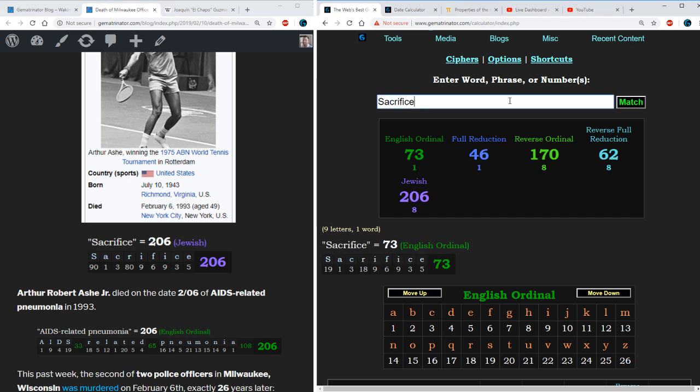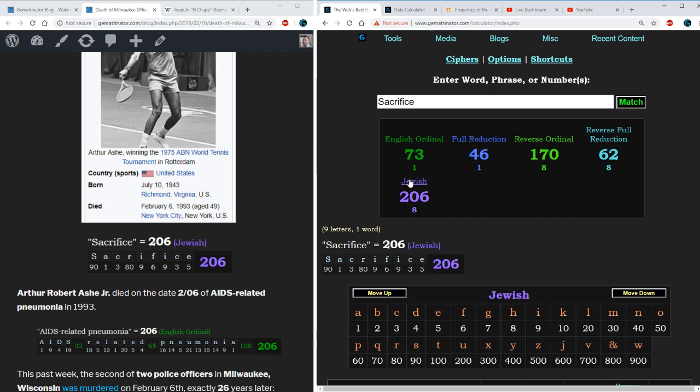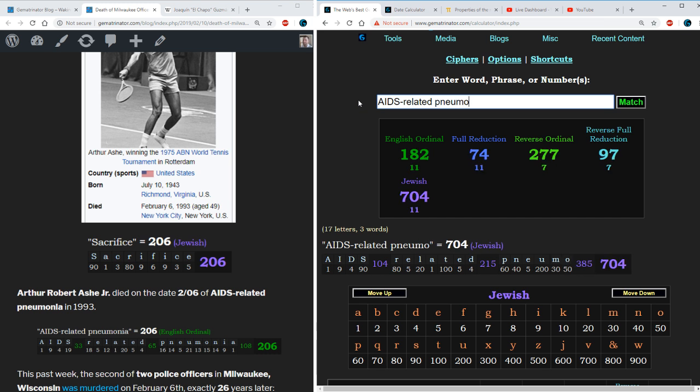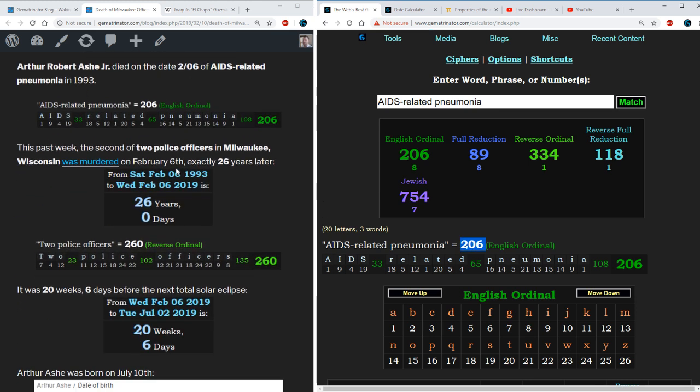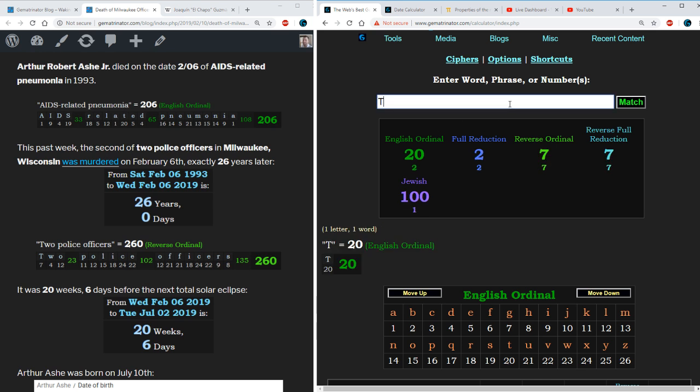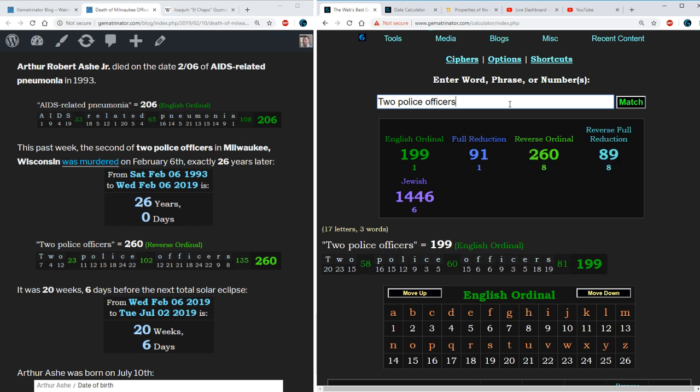First of all, think about the date February 6th as it's written, 206. The word sacrifice equals 206 in Jewish Gematria. Arthur Ashe died on 206 of AIDS-related pneumonia. In the alphabetic order, AIDS-related pneumonia equals 206. And 26 years later to the day after he died, we got the second death of two police officers. Two police officers equals 260, 26 years later.